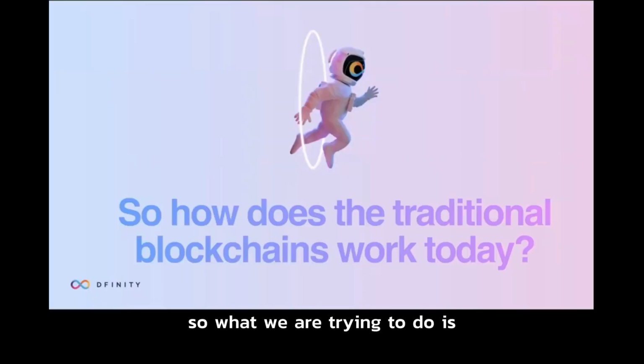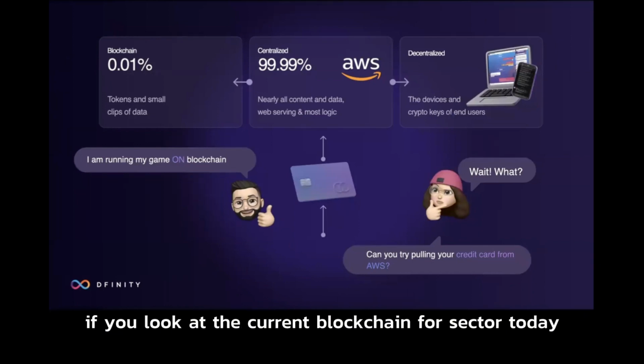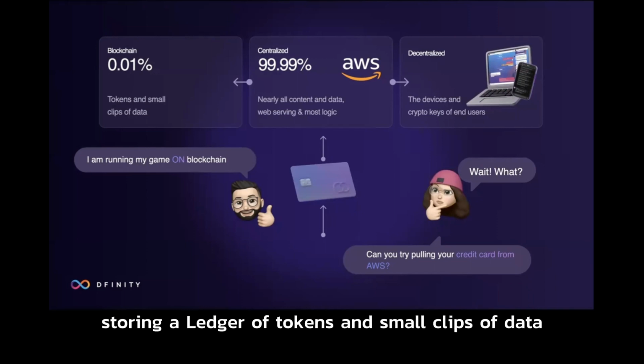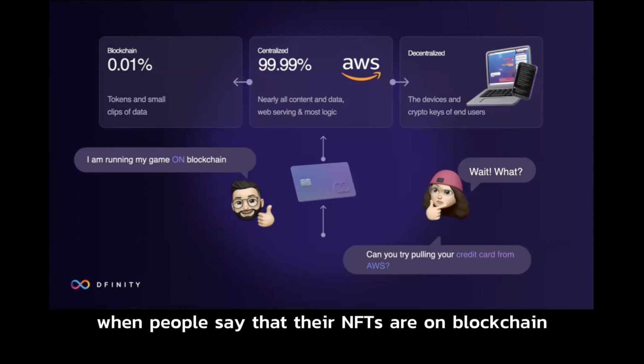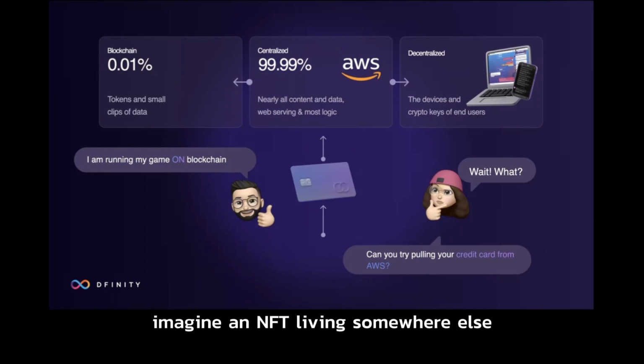Before I explain what we are trying to do, I wanted to give you a glimpse of how traditional blockchains work today. If you look at the current blockchain infrastructure, blockchain is primarily used for storing a ledger of tokens and small clips of data. So when people say that their NFTs are on blockchain, fundamentally it means that there is a URL that points to an actual JPEG image or an NFT living somewhere else.